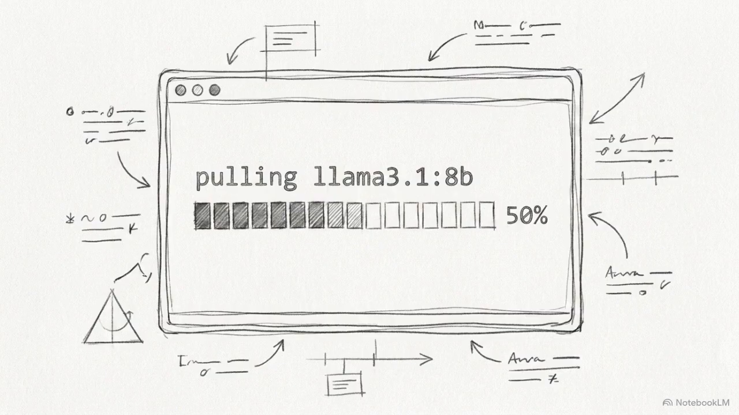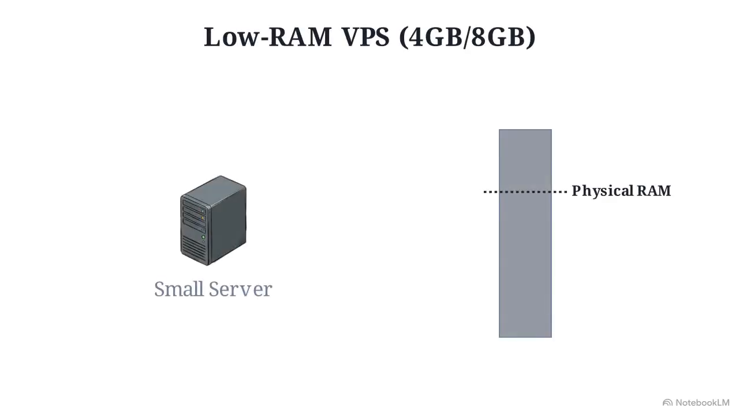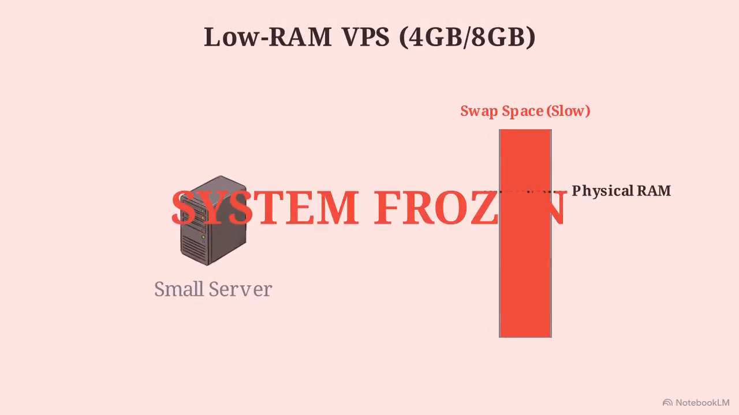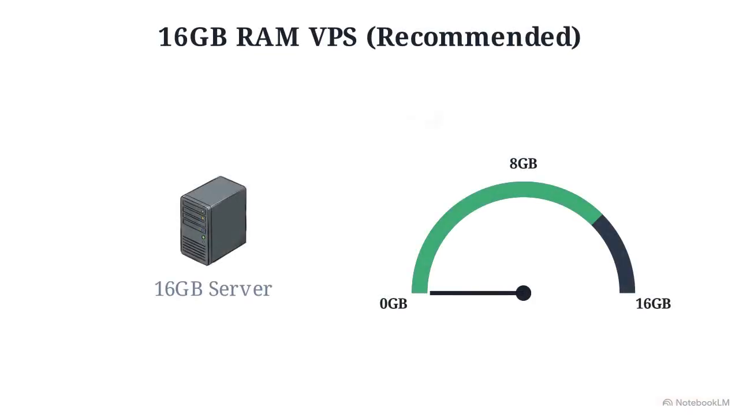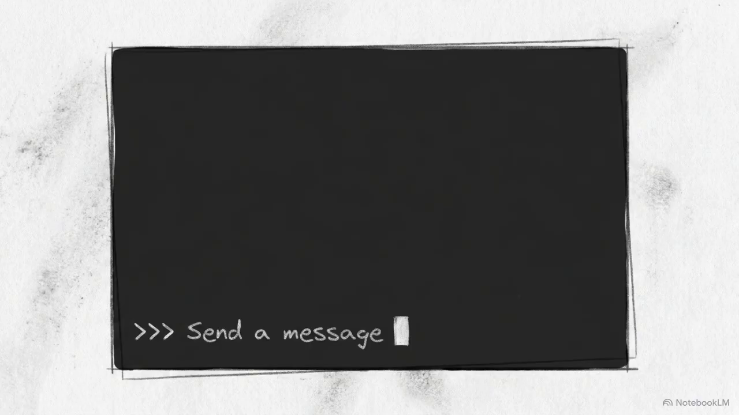Once Ollama is installed, instruct it to pull and run our specific target model, Llama 3.1-8B. This is where your hardware choice matters. If you attempt to load this model on a small, low-RAM server, the system will exhaust its physical memory and aggressively spill over into swap space, completely freezing your terminal. If your server has the required 16 gigabytes, the model loads smoothly. You'll see the Ollama chat prompt appear, confirming your local AI is active and ready.